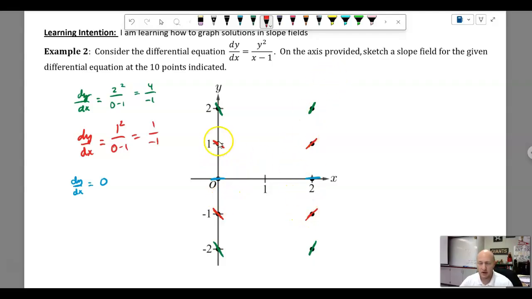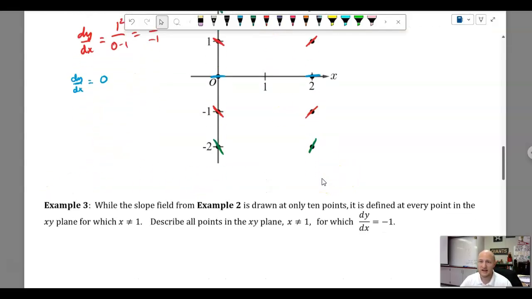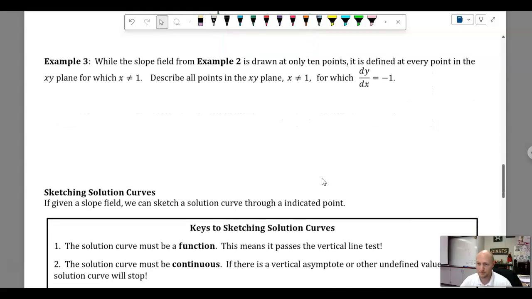Same in the red. My y value is 1. So 1 squared divided by 0 minus 1 gives me negative 1. This slope will be exactly the same because I square that negative 1, but over here my denominator is going to be positive, so I get the positive version. And then here our y values are 0, so it's going to be 0. That's it. That is sketching slope fields.